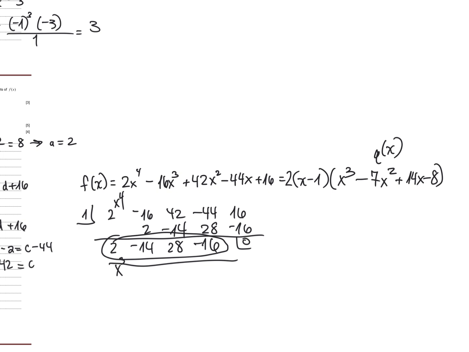And now we want the sum and product of those. So the sum is going to be negative 7 over 1, second over first. And the product is going to be negative because of the cubic, and we're going to have negative 8. So this is actually positive 8 over 1.